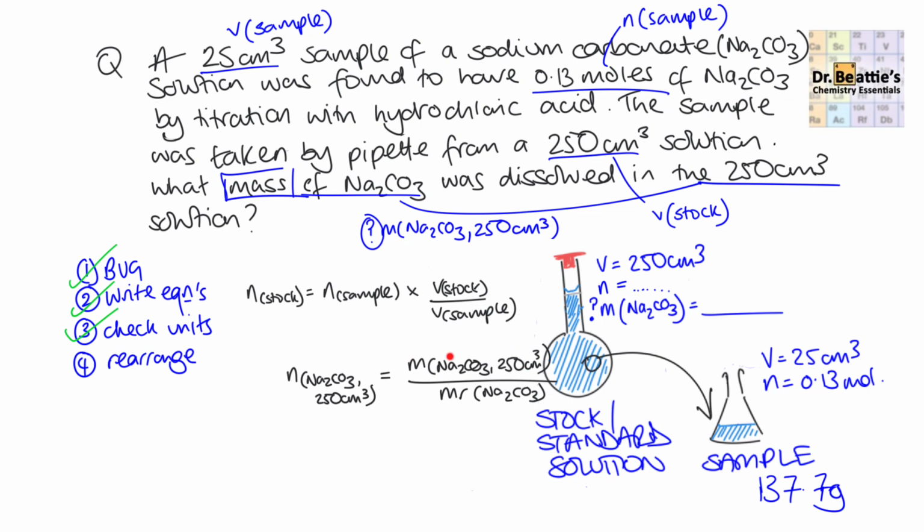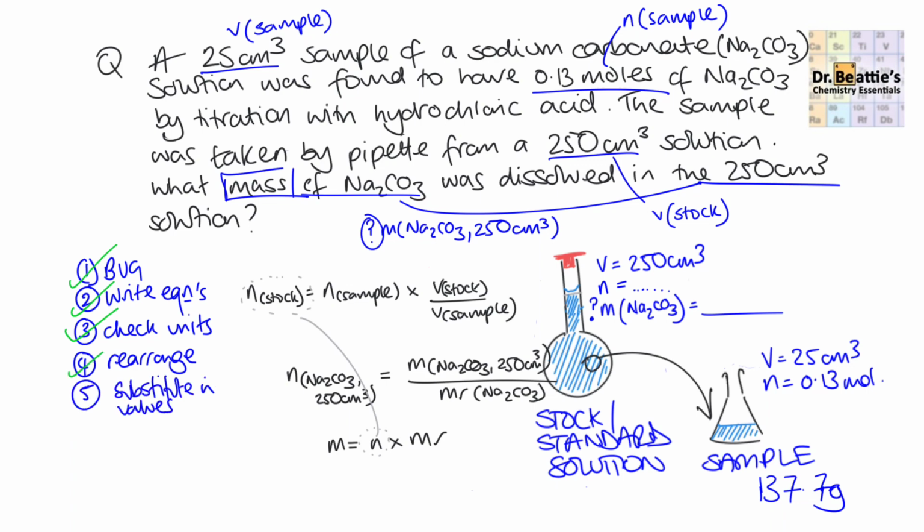So we've got here mass is exactly what we're trying to work out. So we're going to have to rearrange this equation. And this n here is exactly the same as the n here, sodium carbonate in 250. And we're going to calculate that when we actually use this equation here. So you can start to make links visually about exactly how these are all linking together.